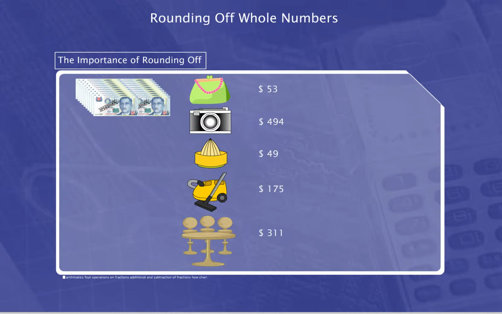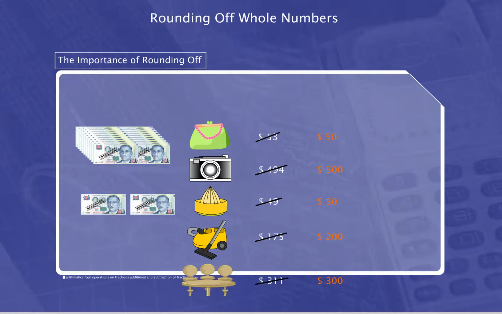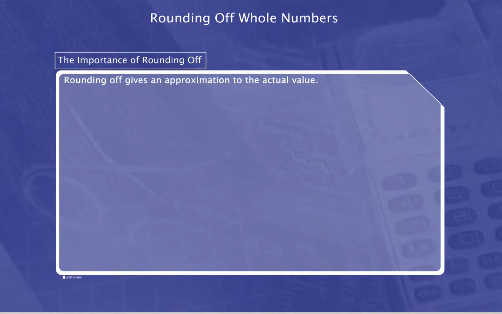Of course, you would not stand there with a pen and a piece of paper to do addition. The best and the quickest way would be approximation. The total price is about $1,100, which is $100 more than $1,000. So you may need to select items to meet the budget. Rounding off gives an approximation to the actual value.